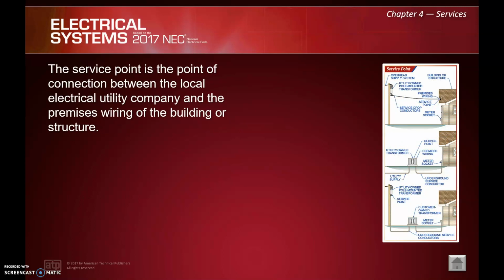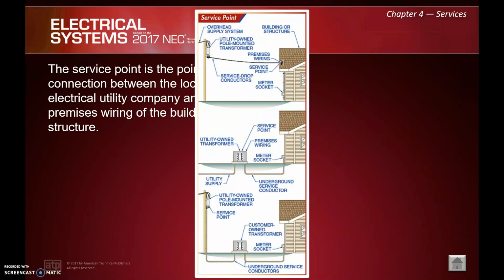So next up, the service point is the point of connection between the local electric utility company, sometimes known as the point of demarcation, but in other words, where the building owner starts and the utility company ends. And you can see here, depending on the type of service, the service point on an overhead is going to be right here at the weatherhead.